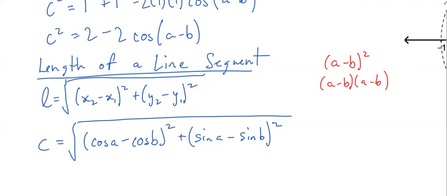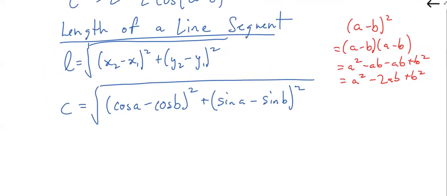So A times A is A squared. A times negative B is negative AB. Negative B times A is negative AB. Negative B times negative B is plus B squared. You don't have to write this part down. Which is A squared minus 2AB plus B squared. That's our little shortcut. That's our formula. We remember that one now.